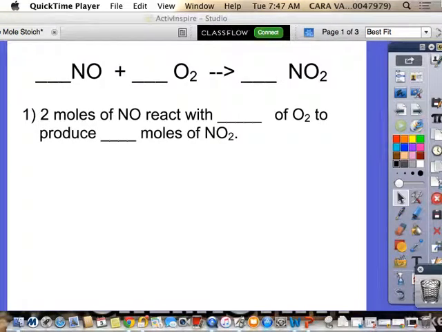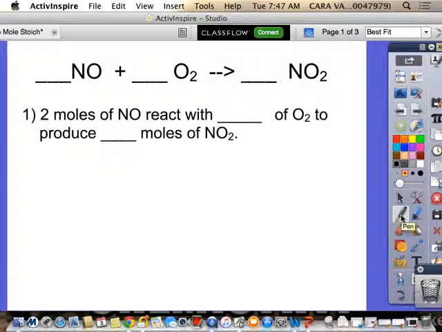Okay, guys, we're going to go ahead and work through a couple more practice problems like we did today in class. The very first thing that you have to do with stoichiometry is always balance your equation, so that's where we're going to start with this problem.